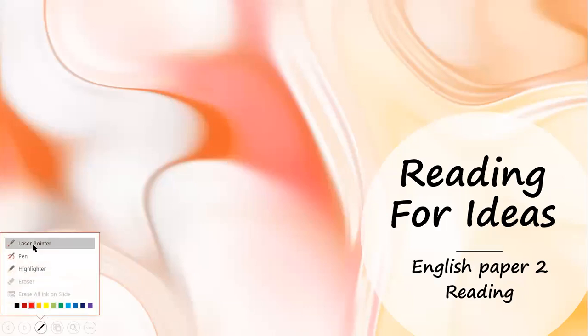My today's lecture is based on reading for ideas, which is actually a part of the O-levels English reading paper. And reading for ideas is the first comprehension given in this paper.